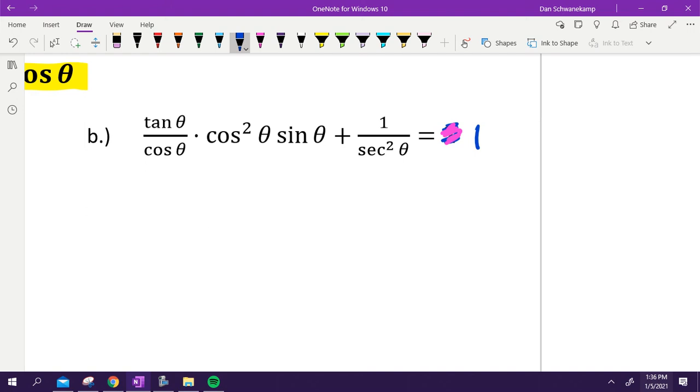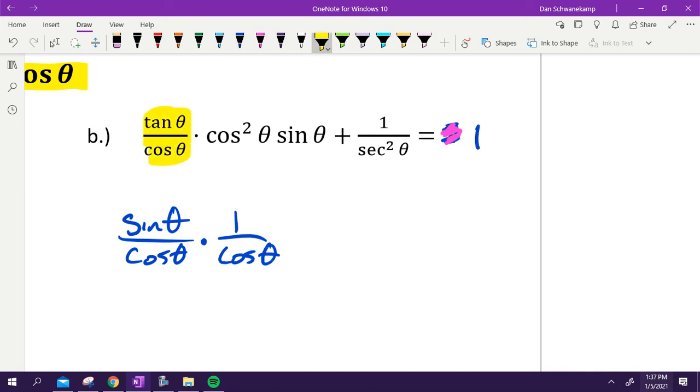Tangent of theta divided by cosine. What does tangent mean? Sine over cosine. Okay, sine over cosine. I'm dividing by cosine. Or in other words, I'm multiplying by 1 over cosine because it's being divided by that. If I'm dividing in it, I could multiply by the reciprocal, same idea. So far, I took this and made it that. Cool. Then I've got cosine squared and sine. That's already in terms of sine and cosine, so I don't really have to mess with that.